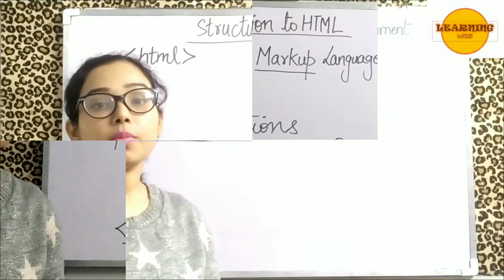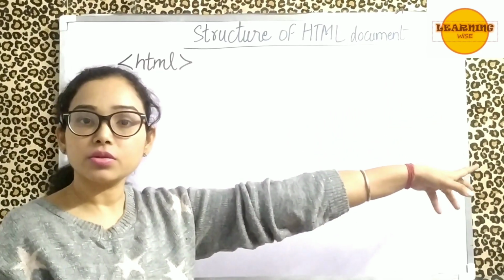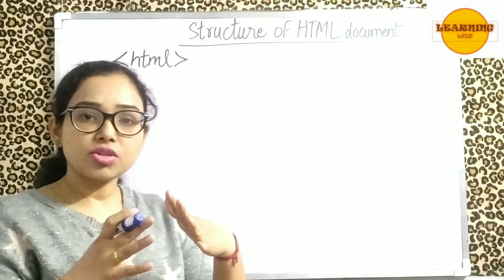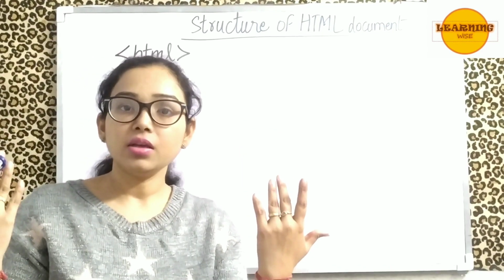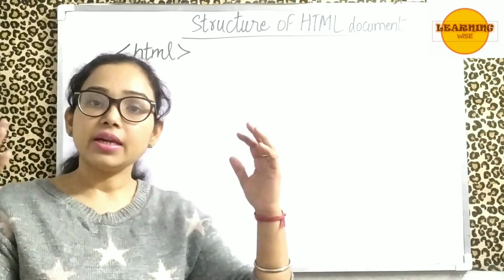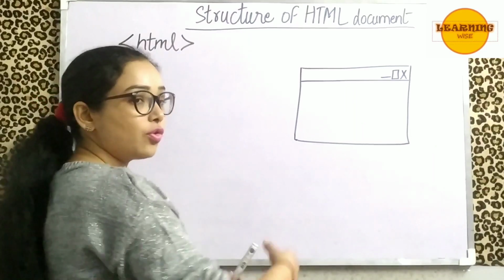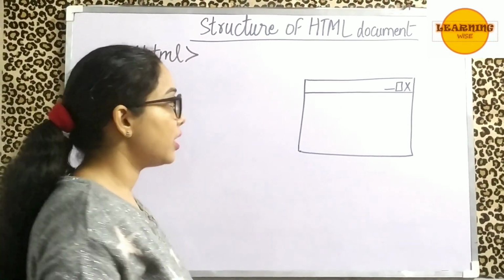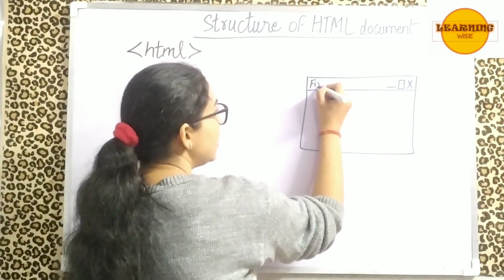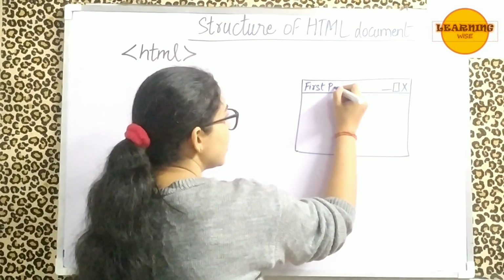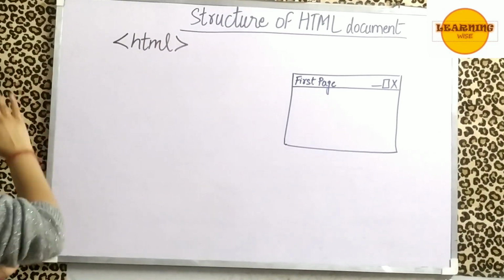That's all about the most important thing here in this video, which is the structure of an HTML document. Okay. So the structure of an HTML document is nothing but like a human body. Just like we have got a head, it has also got a head. Okay. And like we have got a body, it has also got a body. Okay. So I have drawn a sample web page here, and as you can see, this is the place where we get the title. First page. Okay. Now I'm going to write the structure over here.